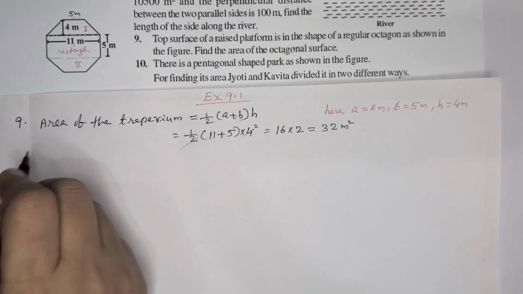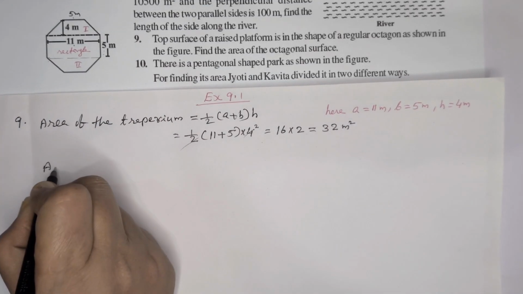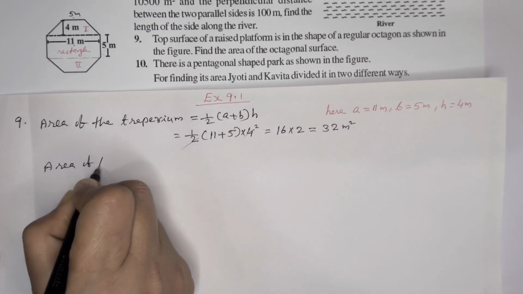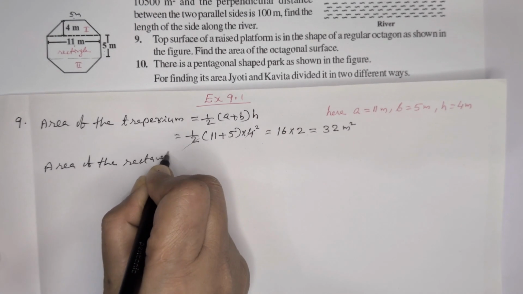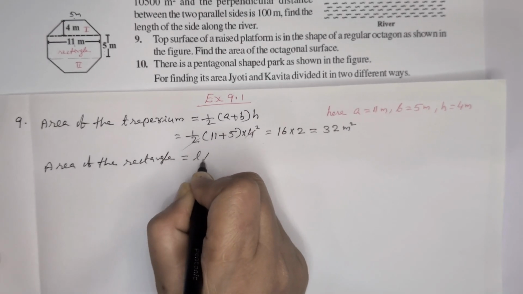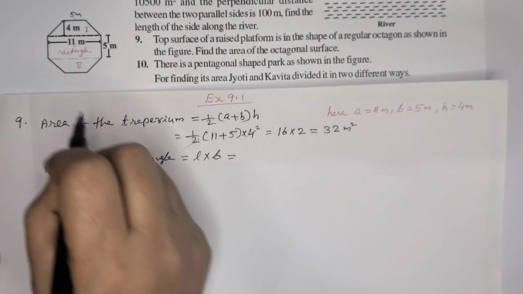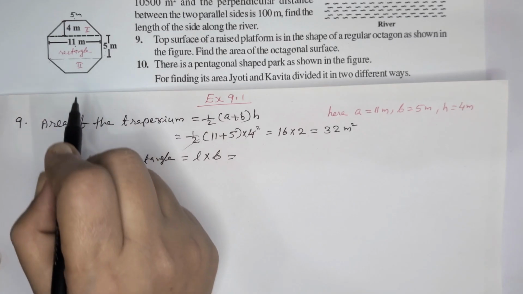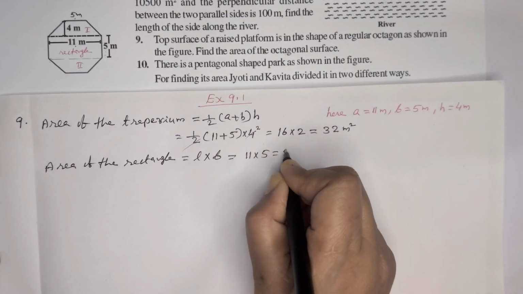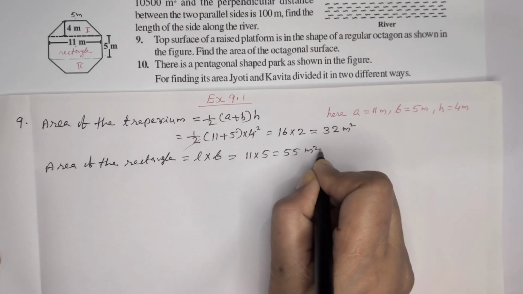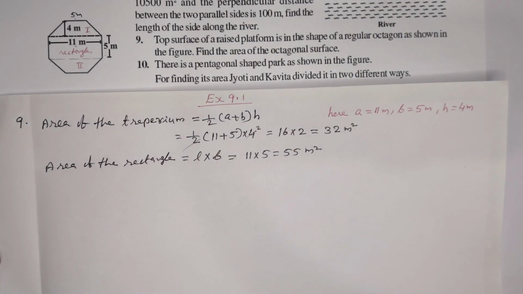Then area of the rectangle is equal to length into breadth. Here length is 11 meter, breadth is 5 meter. 11 into 5 is equal to 55 meter square. That's the area of the rectangle. Now area of the octagon.